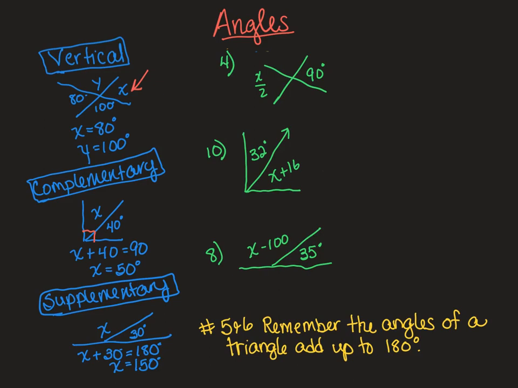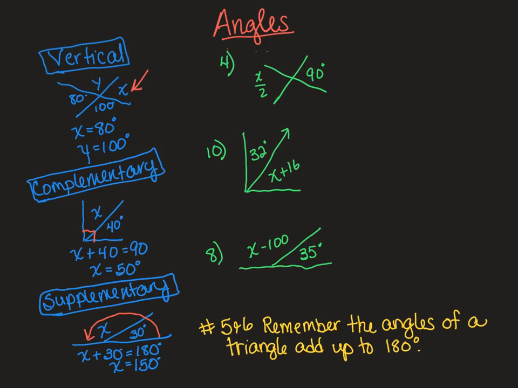So angle X plus that 40-degree angle are going to equal 90 degrees, so X will equal 50. The supplementary angles, which are straight angles, right? So they're 180 degrees, so we know that's half a circle. So that would be that X plus that 30 would equal 180. So we know the X has to equal 150.